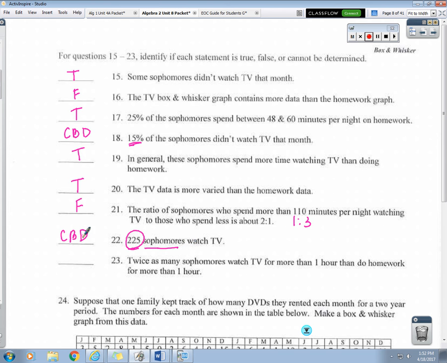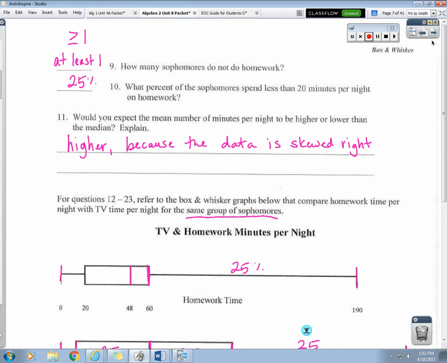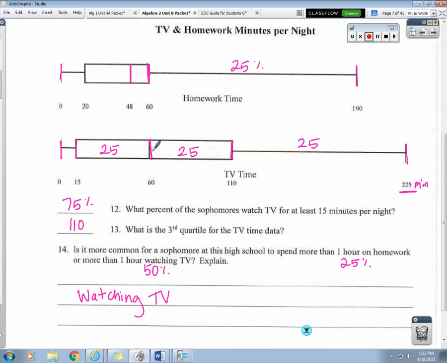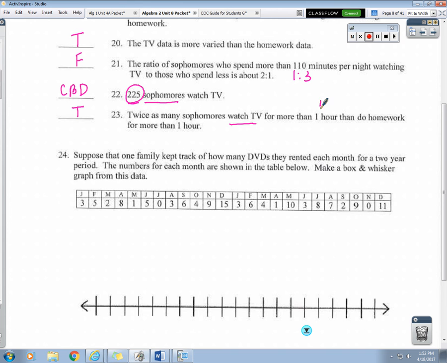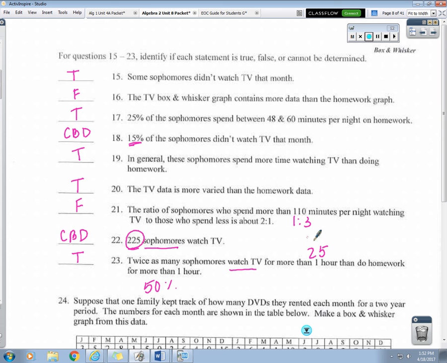So cannot be determined. Twice as many sophomores watch TV for more than 1 hour than do homework for more than 1 hour. It's true. Okay, let's look at watch TV for more than an hour first. TV time, 60 minutes is an hour, so 50% watch it for more than an hour, right? Okay, so 50% watch TV for more than an hour. Let's now look at what percent do homework for more than an hour. Homework for an hour is only 25% of it. So that is twice as many, so it's true.